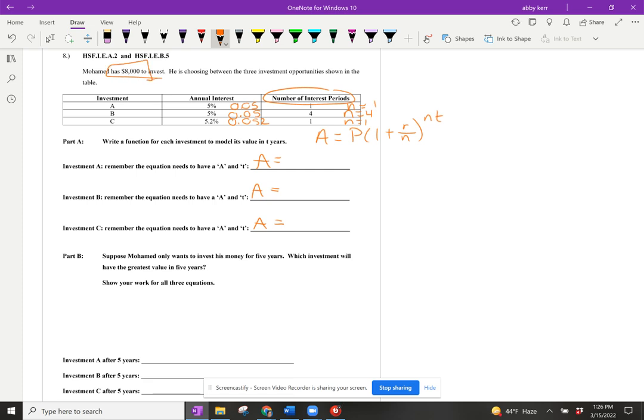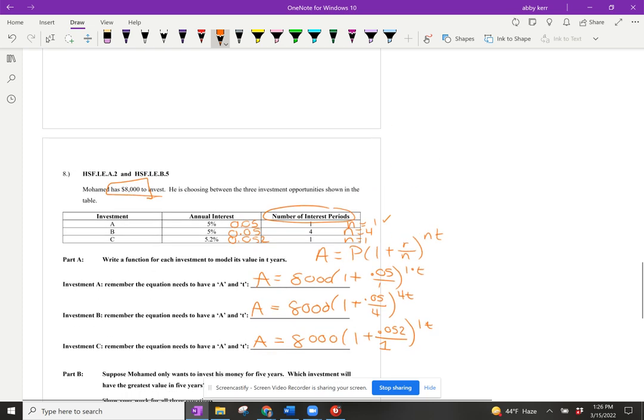So it says Mohammed invested $8,000, 1 plus the rate. And then we said the N was 1. So then 1 times T. Now we're going to do the same thing for all of them. Instead of 1 interest period, it will be 4. And then the third one, we have a different interest rate. And that is 1 interest period per time.